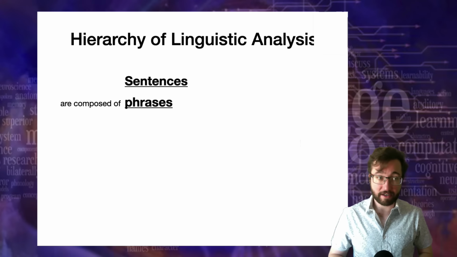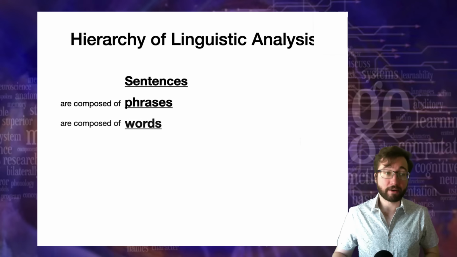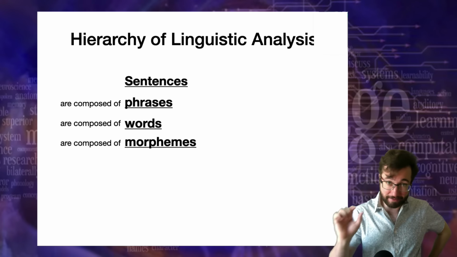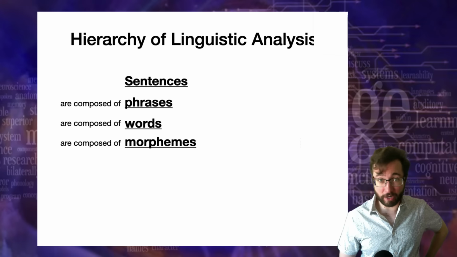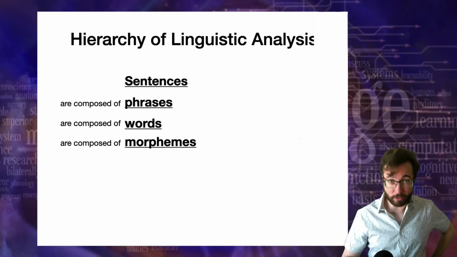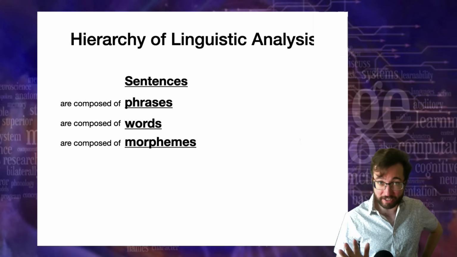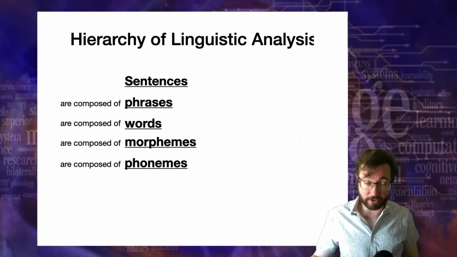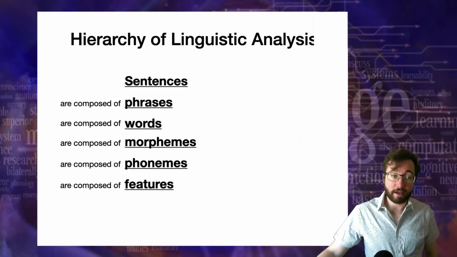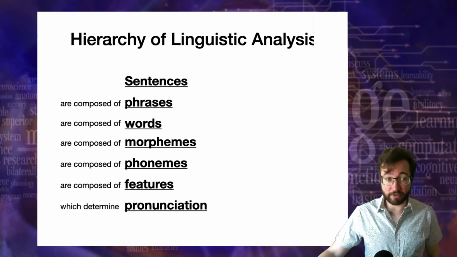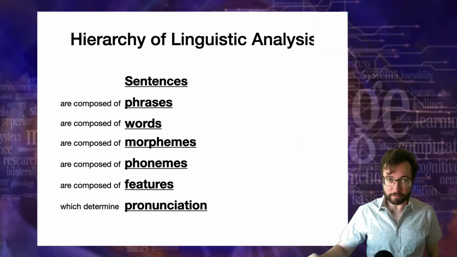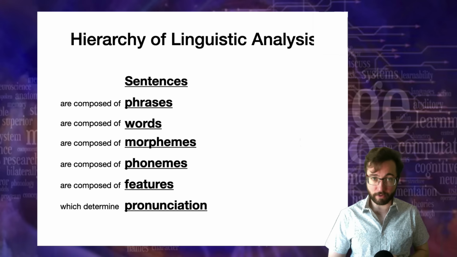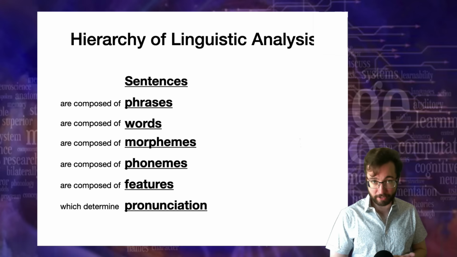You have sentences, which are composed of phrases, which are composed of words, which are composed of morphemes. Now morpheme, that's probably the first word you might not have been aware of before you took this class, but don't worry, when we get to the section on morphology, you'll learn all about morphemes. Morphemes are composed of phonemes, which are units of sound, and phonemes are composed of features, which determine pronunciation. This is the hierarchy of linguistic analysis. This is how you break something like a sentence into ever more fine-grained parts.